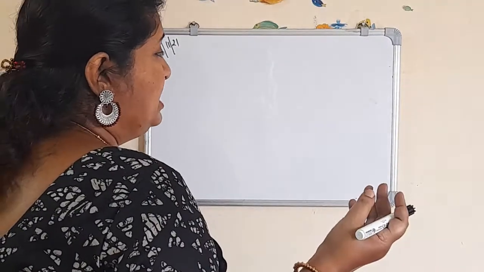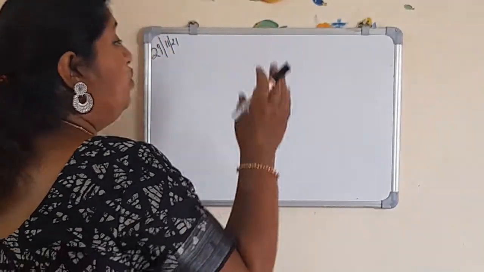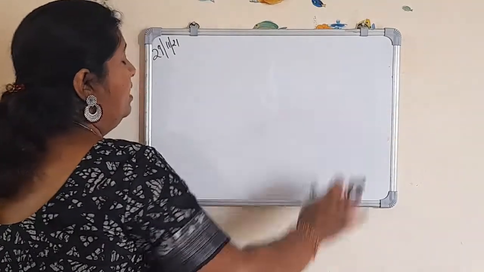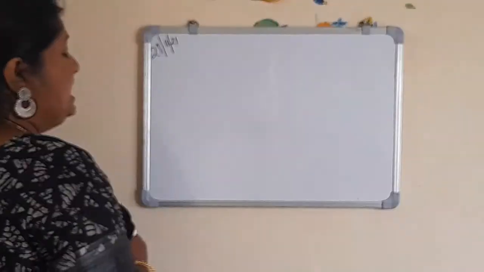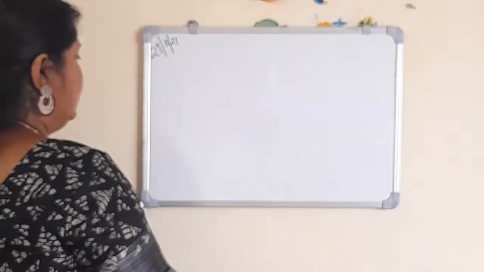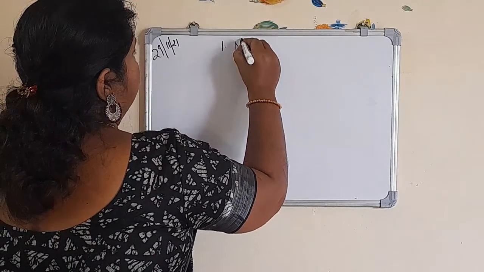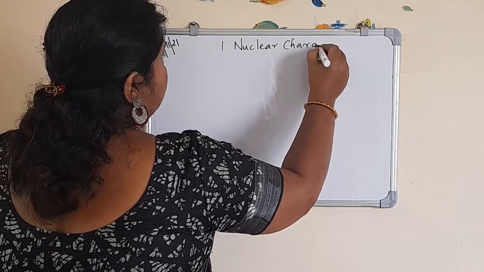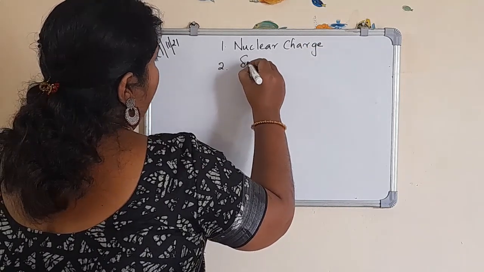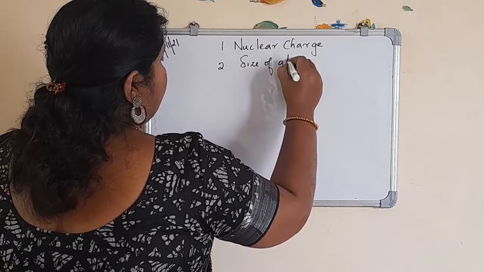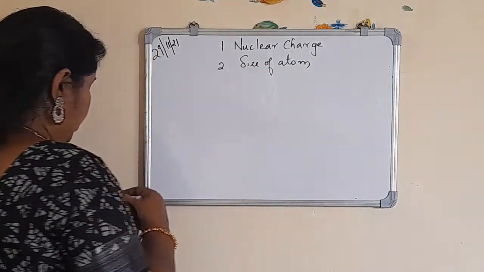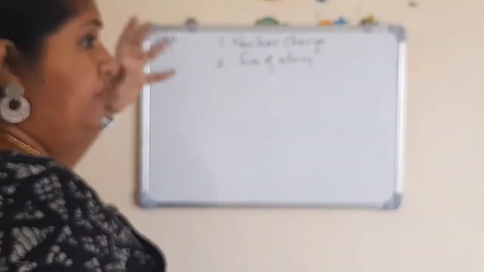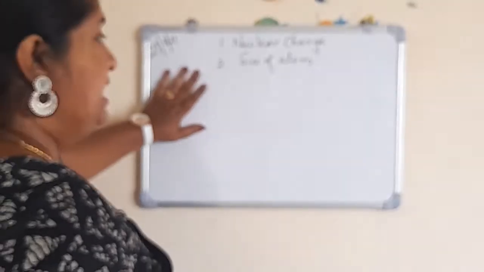So whatever characteristics we are studying, we have to analyze in both the cases. That is top to bottom, down the group, and left to right across the period. So this ionization energy depends on two factors, that is nuclear charge and size of the atom, or atomic size. Nuclear charge means number of protons. Size of the atom, that is the atomic size.